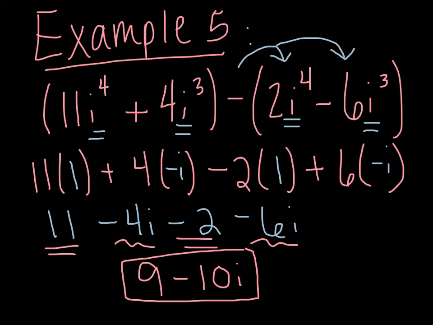So this one was a little bit of a multi-step. Again, the key thing that we had to remember here is what i to the fourth and i to the third equals. i to the fourth, remember, is 1. i to the third is negative i. Okay, we do need to remember those, and let's begin our practice.